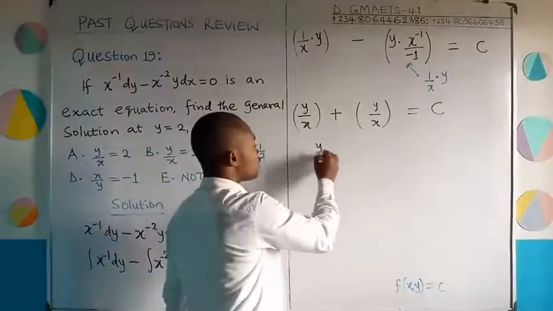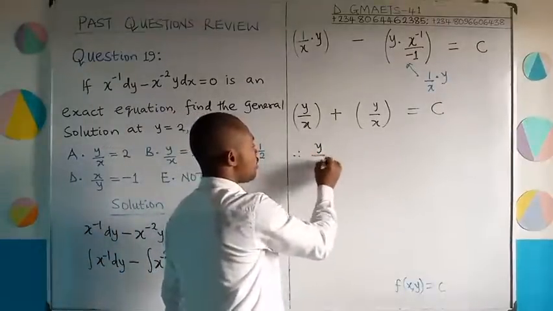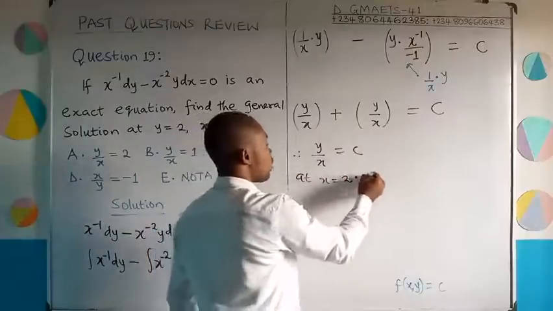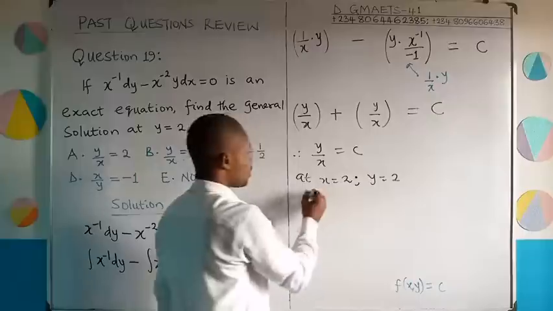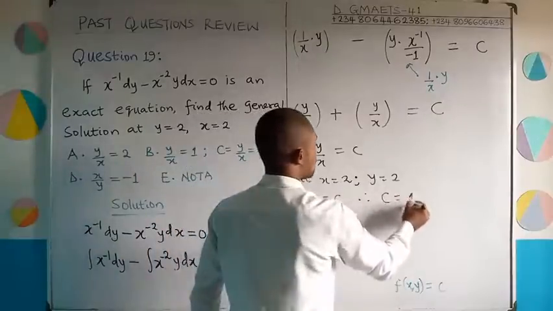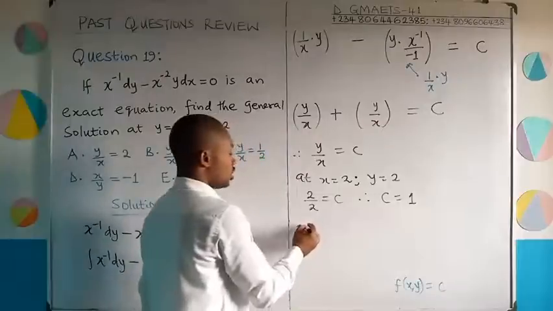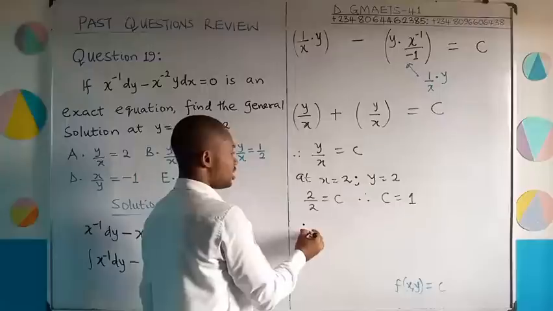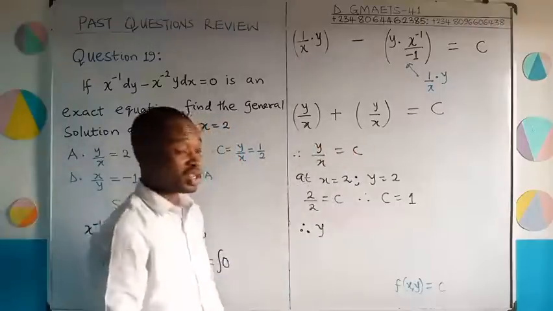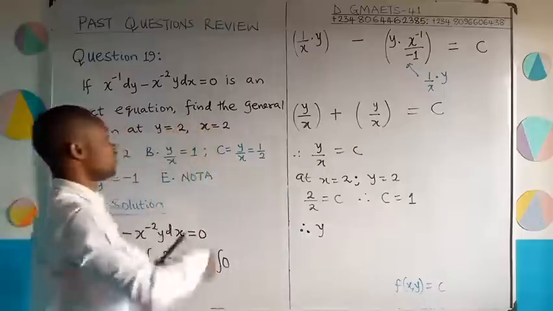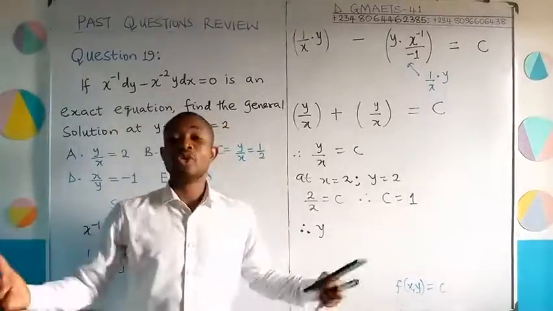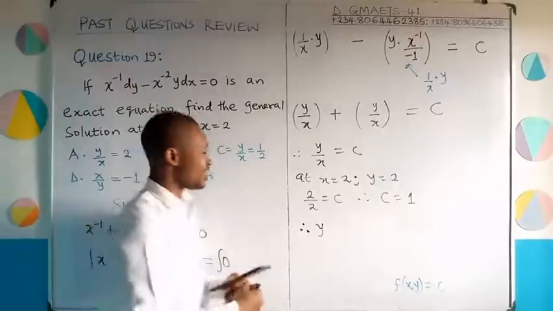Picking one of these, the solution is y over x equal to c. So I can now say at x equal to 2, y equal to 2. This means that we're going to have 2 over 2 equal to c, and then c is equal to what? 1. In conclusion, therefore, we can say that the general solution is this, or the particular solution actually, because once we are given this value of x and y, it is a particular solution we are looking for, even though the question said we should find the general solution.